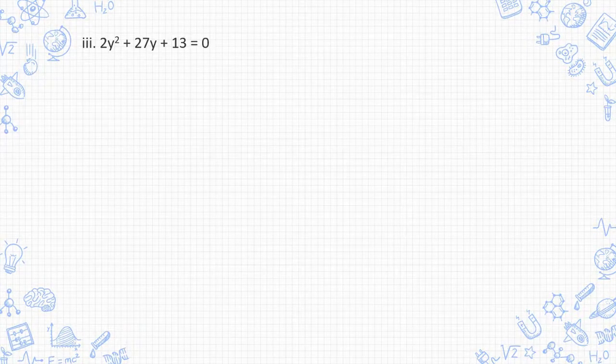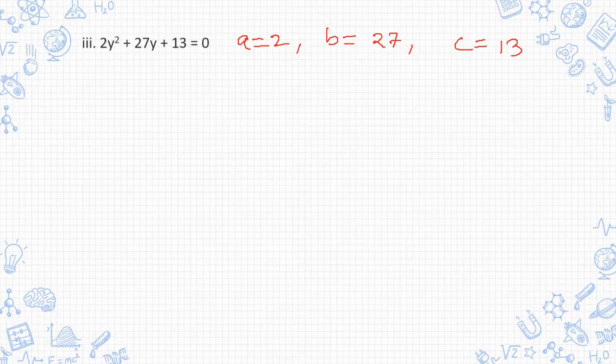Let us see the third sum of exercise 2.2. So the question is 2y squared plus 27y plus 13 equal to 0. Now if I compare it with the general form, a, that is the coefficient of y squared, is 2, b, the coefficient of y, is 27, and c, the last constant term, is plus 13.